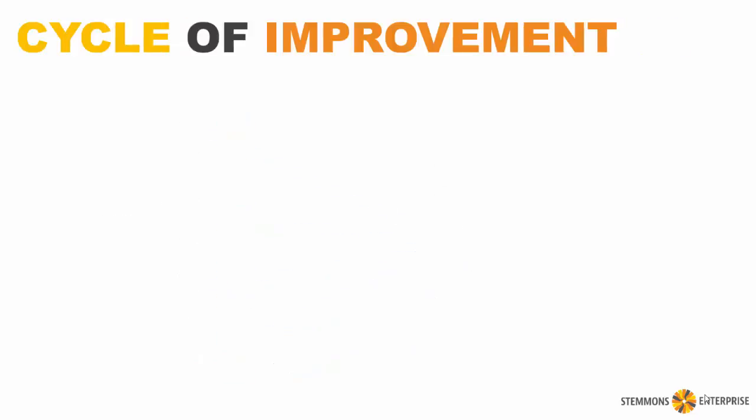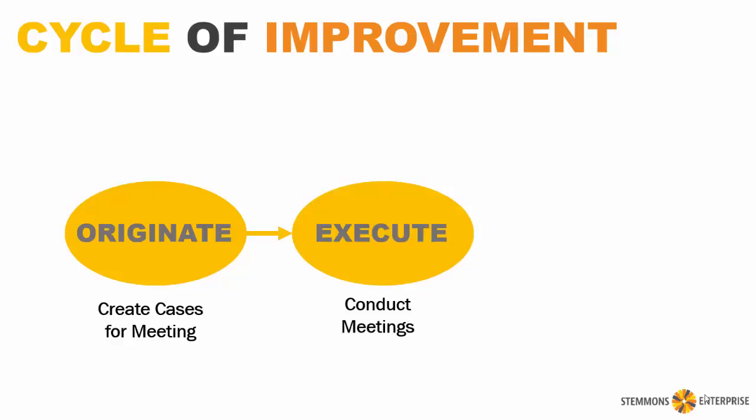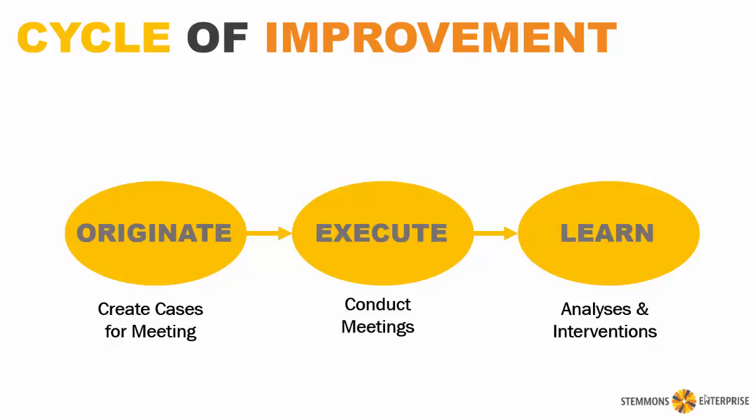The supervisor pulls the card for the meeting they're going to have, and they get to work. This approach creates a classic cycle of improvement. Originate or create the cases to have the meetings. Execute is when the manager and the supervisor actually meet, and then we learn by running analyses and interventions based on the information in the meetings. We repeat the process to complete the cycle of improvement. This is how Stemmons Enterprise can help make meetings matter.